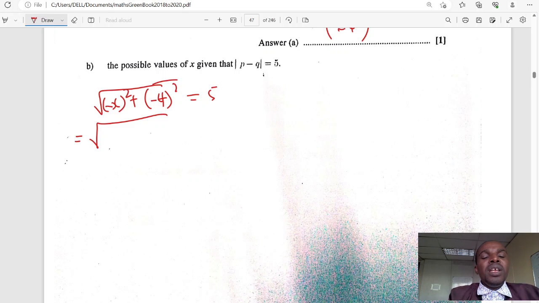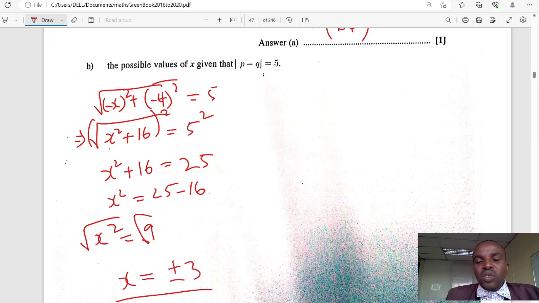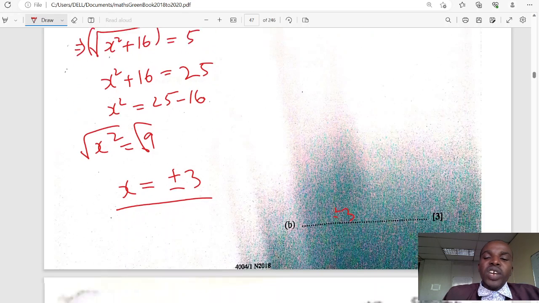Minus x squared is x squared. Minus 4 squared is 16. Then it equals 5. To remove the square root, you square both sides. It will be x squared plus 16 equals 5 squared, which is 25. Then x squared is equal to 25 minus 16, which is 9. To remove the square, you put square root. So x is equal to plus or minus 3. Please don't forget the minus part.